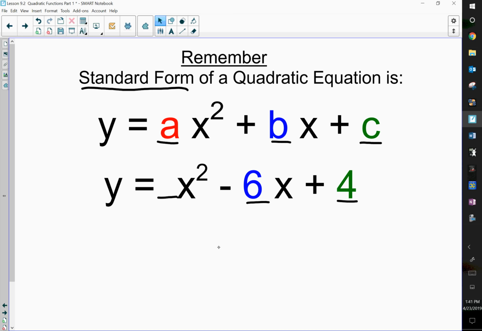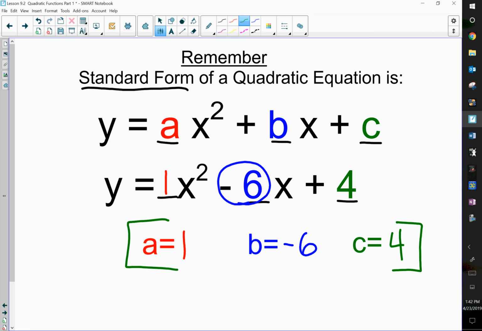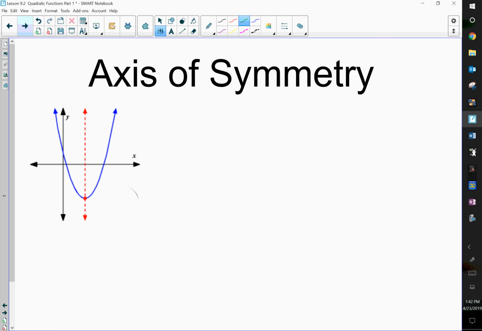So for this quadratic equation, a, since there's no number written there, is just 1. So a is 1. The b, the number in front of the x, now be careful because it includes the minus, so b is negative 6. And c would be positive 4. Now why am I having you write out a, b, and c? Because we're going to use these a, b, and c values to figure out what the axis of symmetry is and what the vertex is. And here's how you do it.